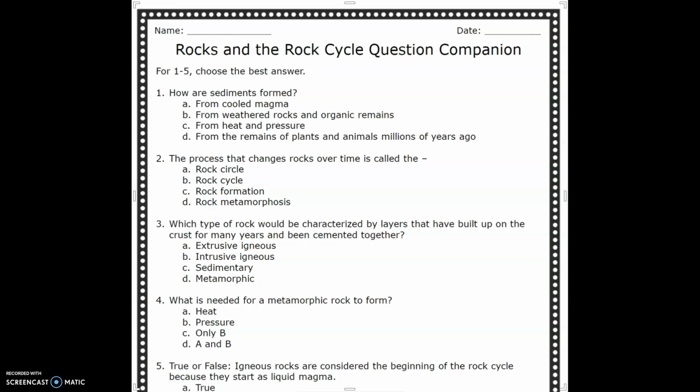All right, so if you thought about this for a little bit and your answer is C, you are correct. The rock that's characterized by layers that have built up and are cemented together are sedimentary rocks. We did talk about compaction and cementation as being a key thing for sedimentary rocks, right? Little pieces are coming together and being glued together to make up sedimentary rock.